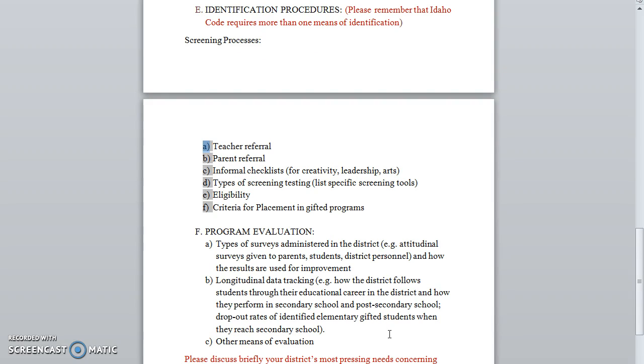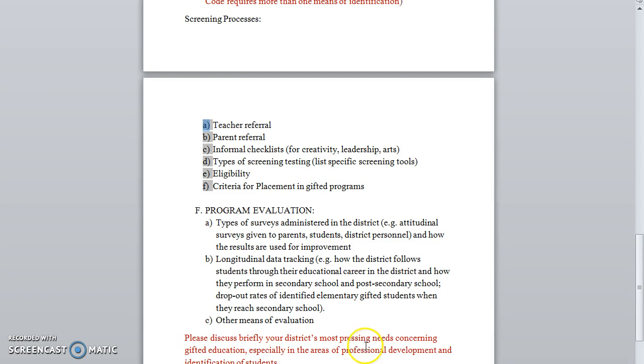This doesn't say when you evaluate your program, but you should have some kind of tracking. And we've been talking about actually keeping students tracked all the way through high school to find out how they are doing. Are they going to college? Are they dropping out of high school, indeed getting bored and not finding enough challenge? So are you finding how your program, the students that you've identified, how they're doing?